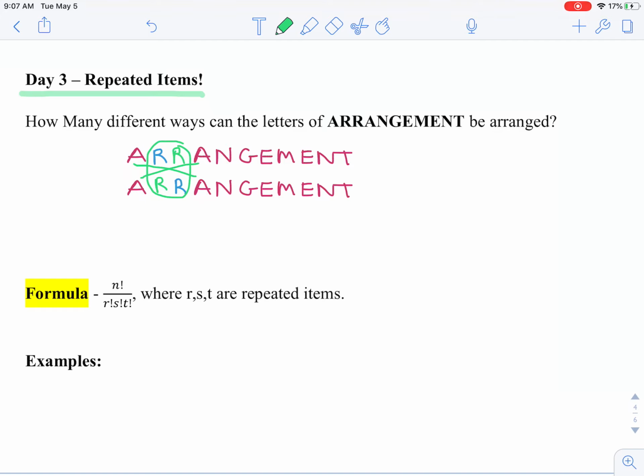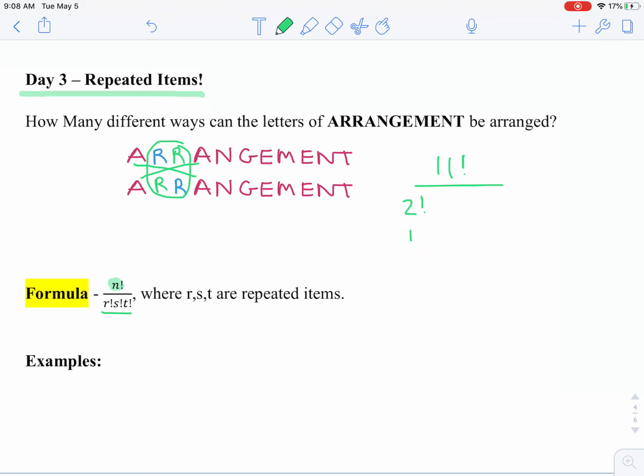Okay. So we do have a formula for this. Okay, and that's the formula down below. You take into account how many total letters you have. So that's your n factorial. So in this case, in arrangement, we have 1, 2, 3, 4, 5, 6, 7, 8, 9, 10, 11. So we have 11 factorial. And then on the bottom, you got to take into account your duplicates. So, where all my R's could go, I could also flip them. But we don't want to have that, so we need to take that away.